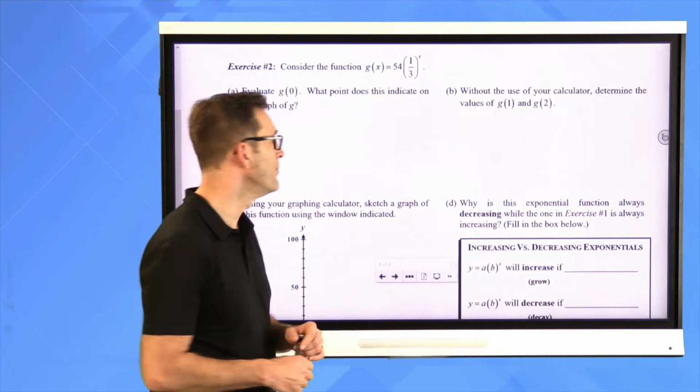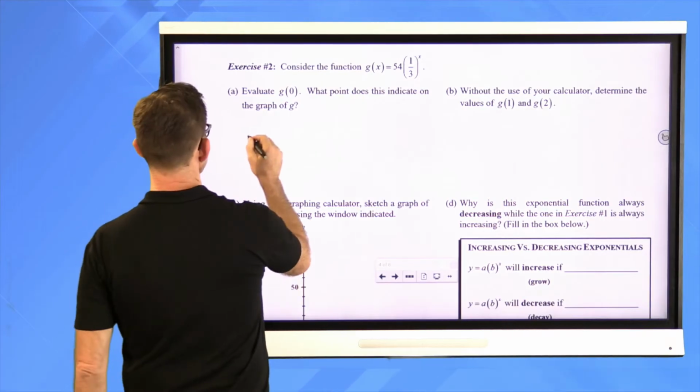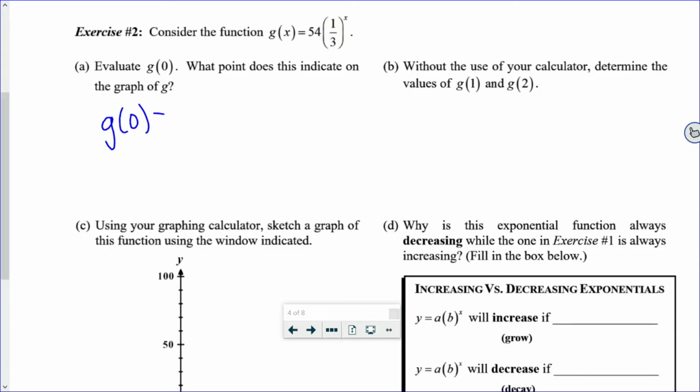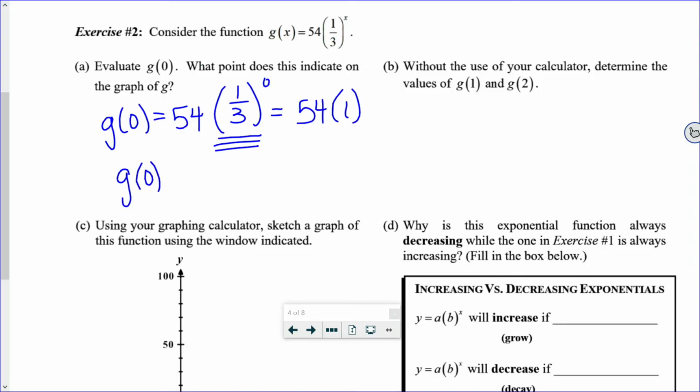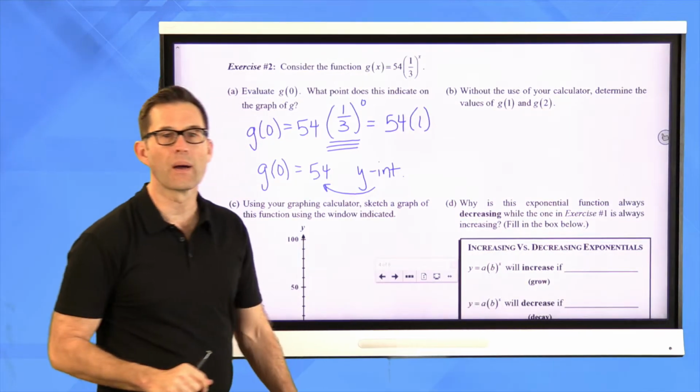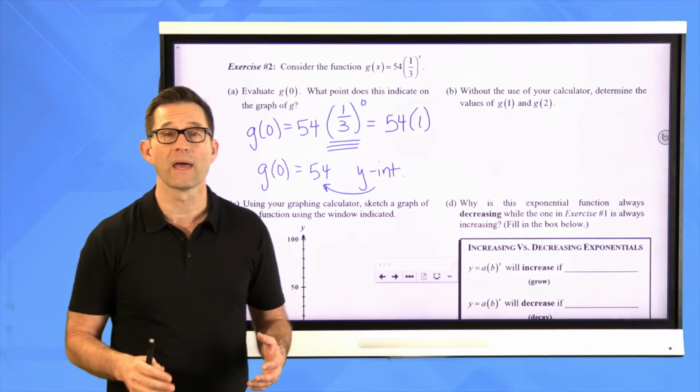All right, let's do it. So, g of 0 is 54 times 1/3 to the 0, but any number raised to the 0 power except for 0 is equal to 1. And therefore, g of 0 is equal to 54, which is the y-intercept, right?